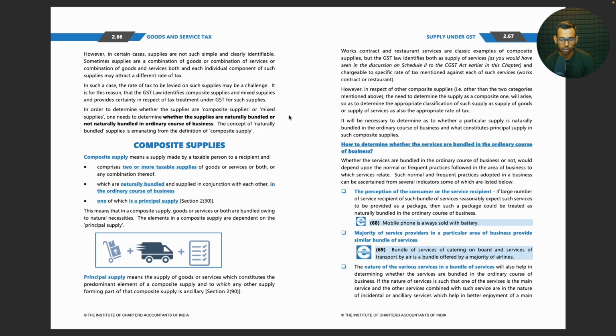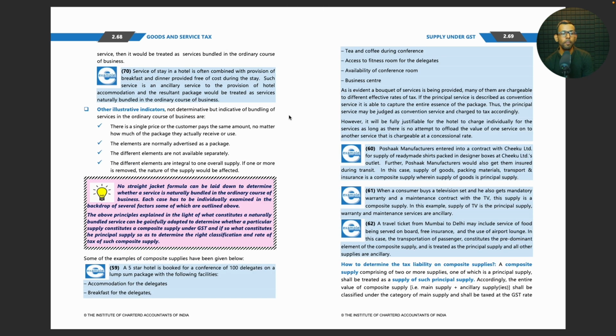If the nature of services is such that one of the services is the main service and the other services combined with such service are in the nature of incidental or ancillary services which help in better enjoyment of a main service, then it would be treated as services bundled in the ordinary course of business. Service of stay in a hotel is often combined with the provision of breakfast and dinner provided free of cost during the stay. Such service is an ancillary service to the provision of hotel accommodation, and the resultant package would be treated as services naturally bundled in the ordinary course of business.